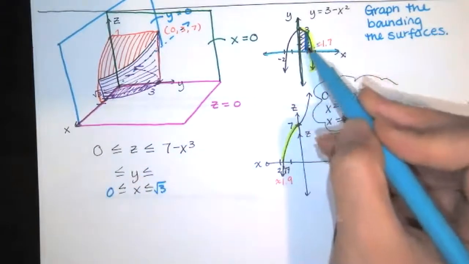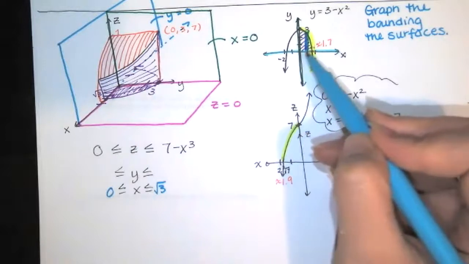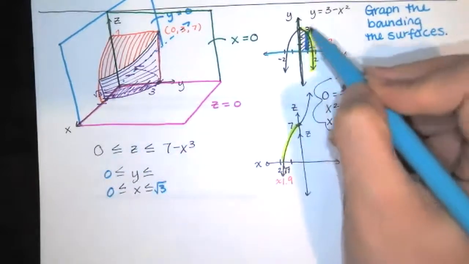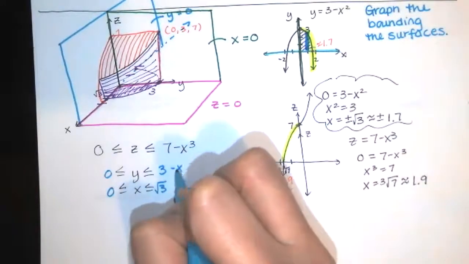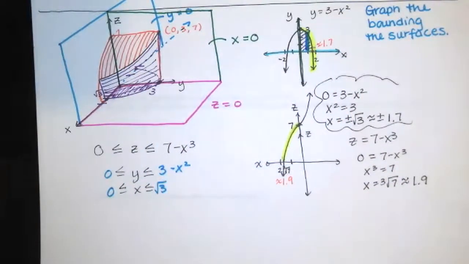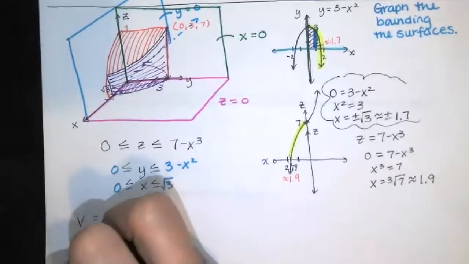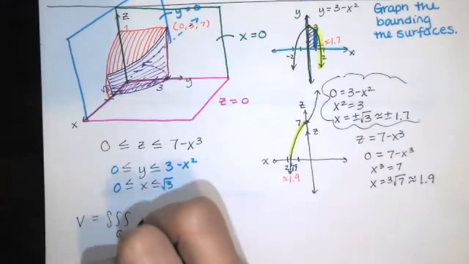And actually the y bounds are easy as well. Y starts at 0 because that's on the x-axis, and it goes up to that parabola, which is given by 3 minus x squared. So those are our bounds, and that's enough to help us set up the volume integral. The volume of the solid region Q is just the triple integral over Q of dV.